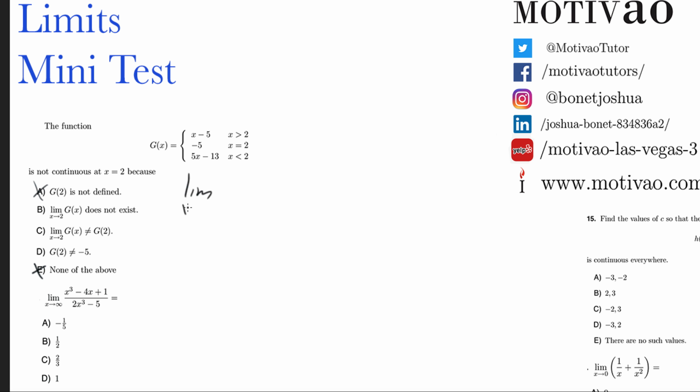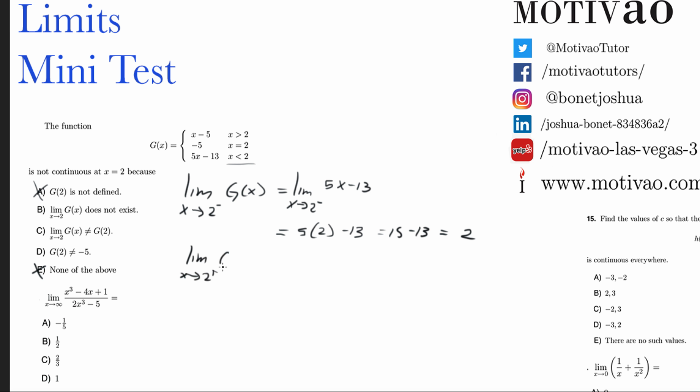So the limit when x approaches 2 from the left, since we're using 2 from the left, we're using the bottom one. So 5x minus 13, we plug in 2. So 5 times 2 minus 13 is 15 minus 13, which is equal to 2. Now, notice already that it's not equal to negative 5. Okay, so that's already something that we need to consider.